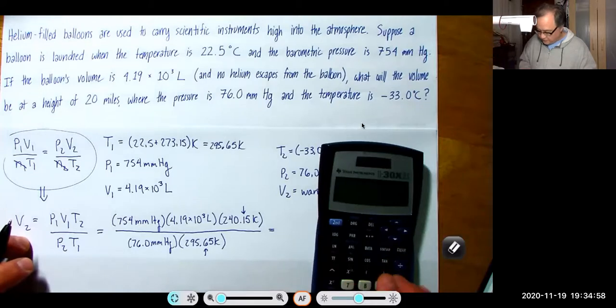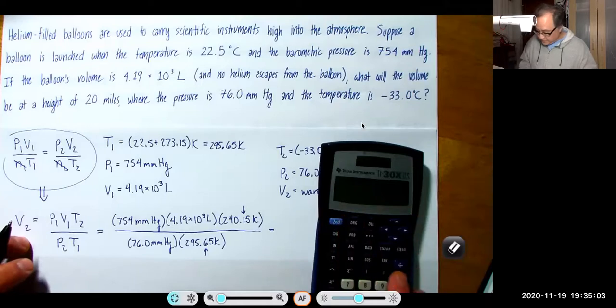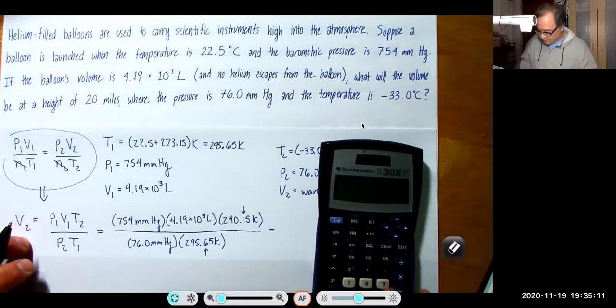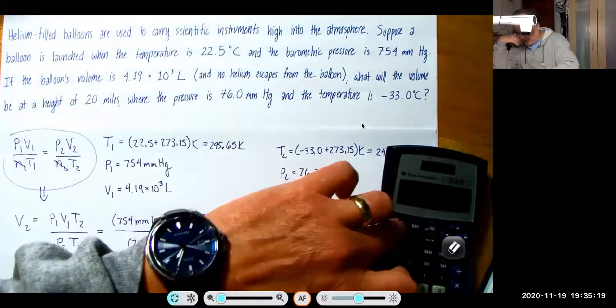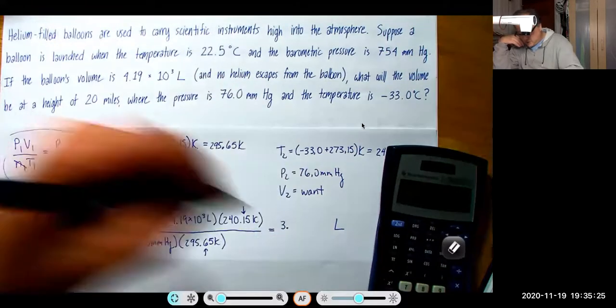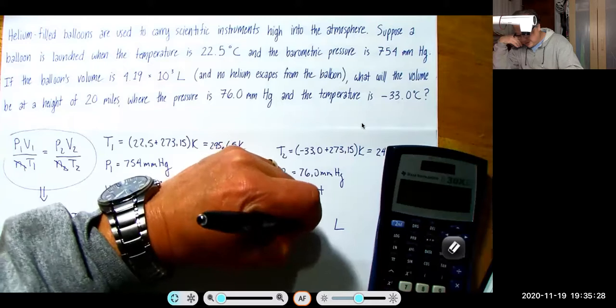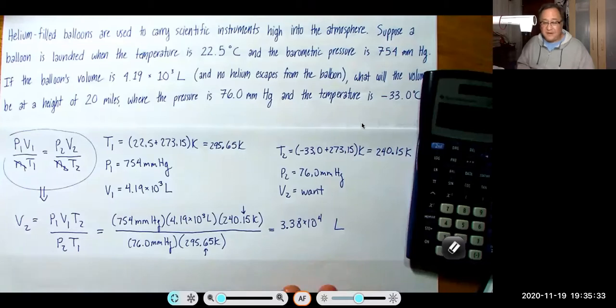Okay, so 754 times 4.19 EE 3 times 240.15 divided by 76.0 and divided by 295.65, and we get, I'm going to put this in scientific notation, 3.38 times 10 to the fourth liters. And I said something like 3.8. Not a very good estimate there, but I did say 10 to the fourth.